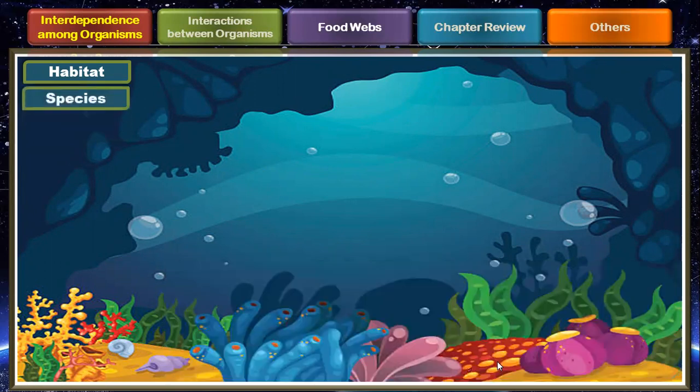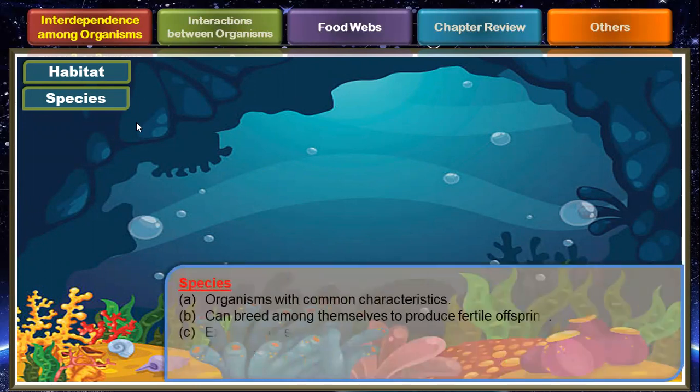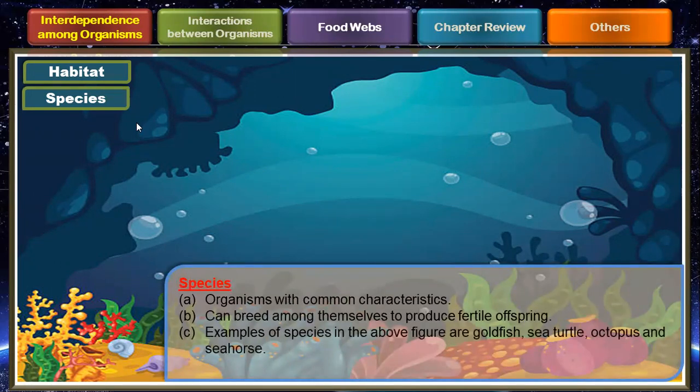Next up, let's learn this word. This is the word species. So what is a species? A species is a group of organisms of the same kind, or they do have common characteristics. They are very similar. Species are organisms with common characteristics. They can breed among themselves to produce fertile offspring.